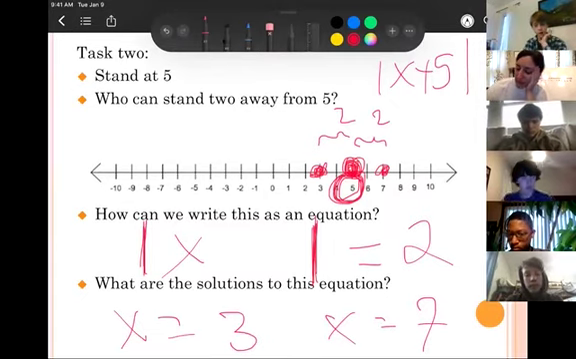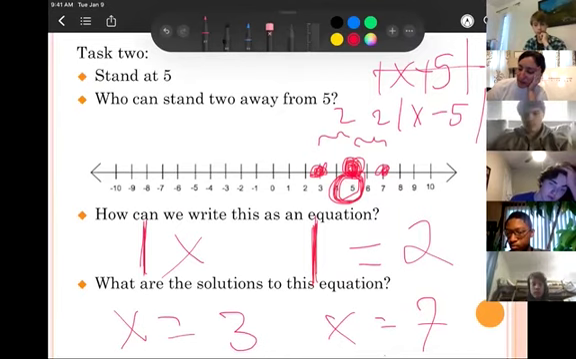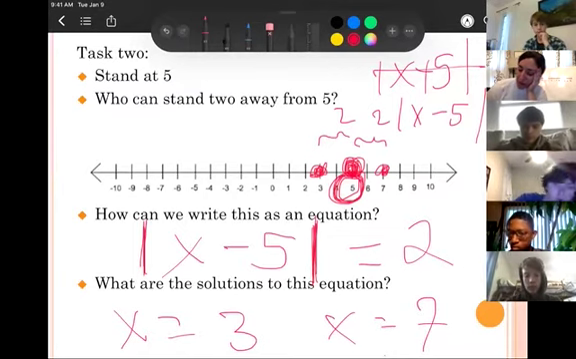What if it was x minus 5? So 3 minus 5 is negative 2. And what's the absolute value of negative 2? 2. And then if I put 7 in there, would 7 work? 7 minus 5? Yeah. So if I put x minus 5 in there, it would work.